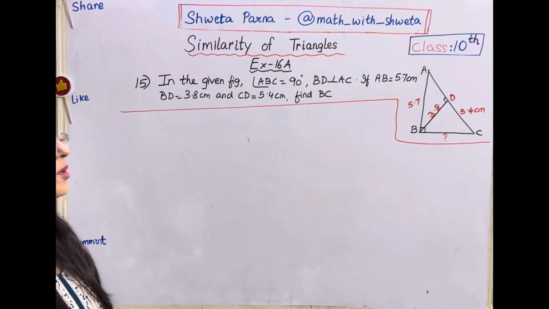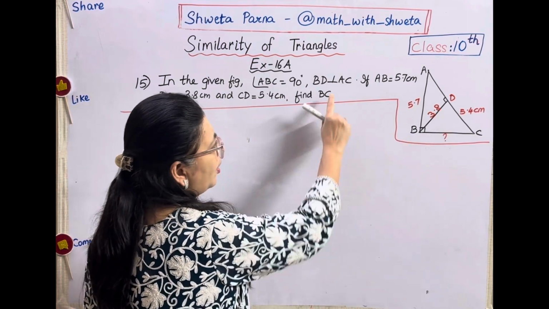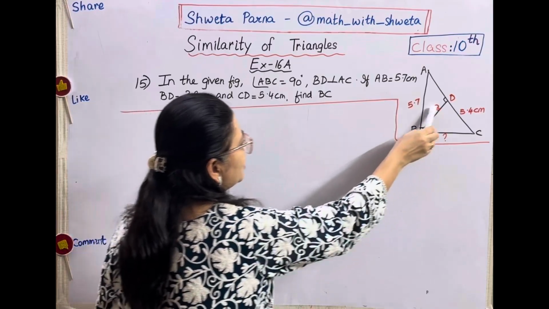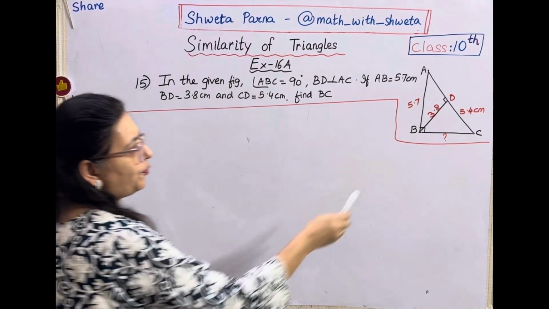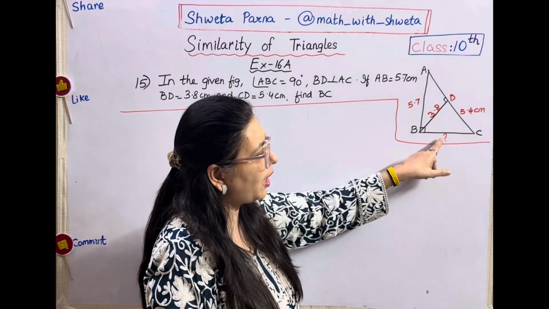Let's go to question number 15. In the given figure, angle ABC is 90 degree, BD is perpendicular to AC, that means it is 90 degree, and the measurements are given. You have to find BC. Okay, now as per the measurement given, I want BC.